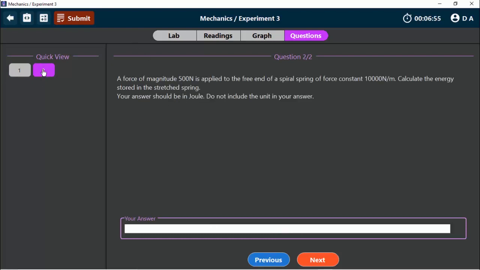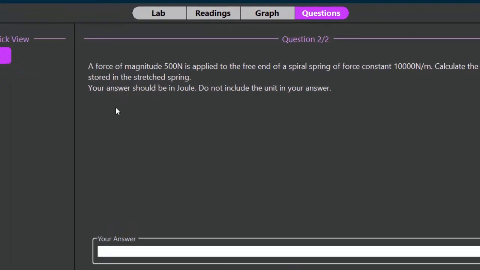Okay, so what about this other question? A force of magnitude 500 Newton is applied to the free end of a spiral spring whose force constant is 10,000. This is an extra question based on the topic of this experiment. Calculate the energy stored in the stretched spring, and your answer should be in joule. Okay, so let's solve this question. I'm going to walk you through the solution.